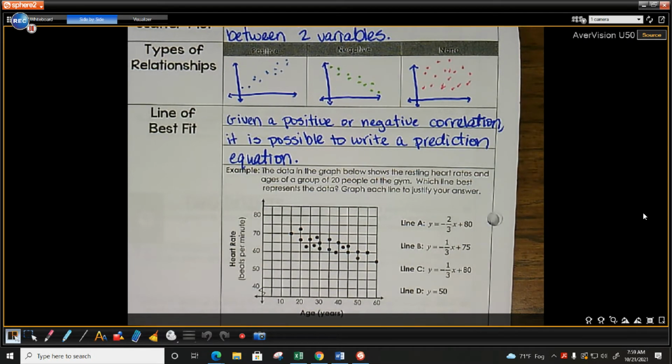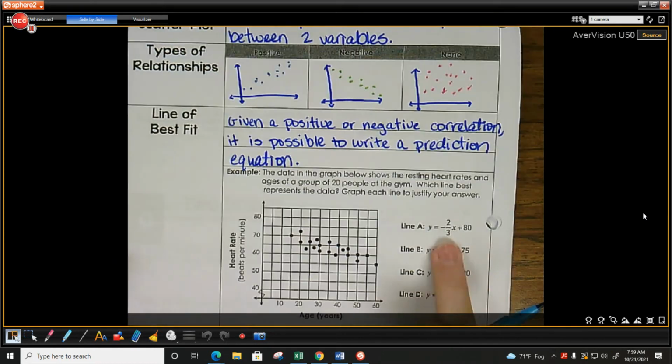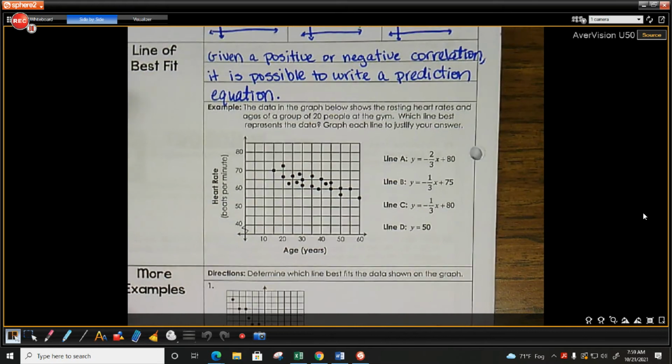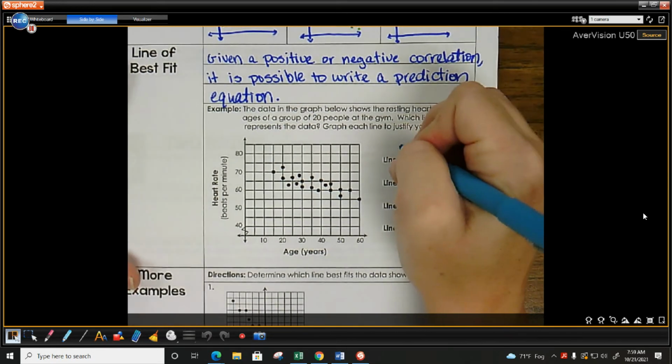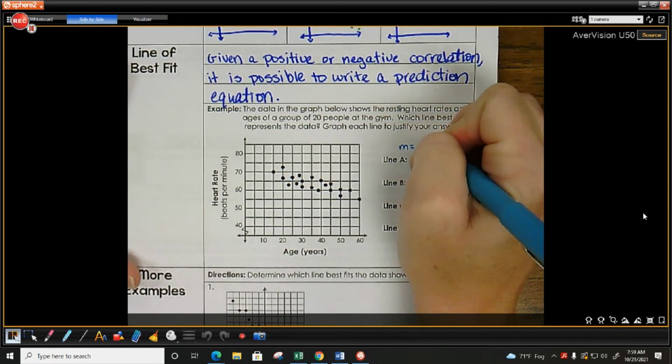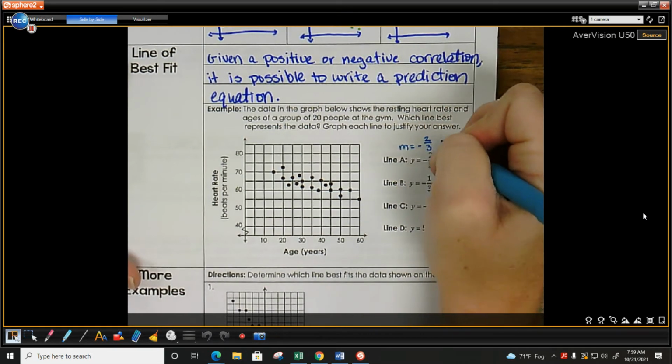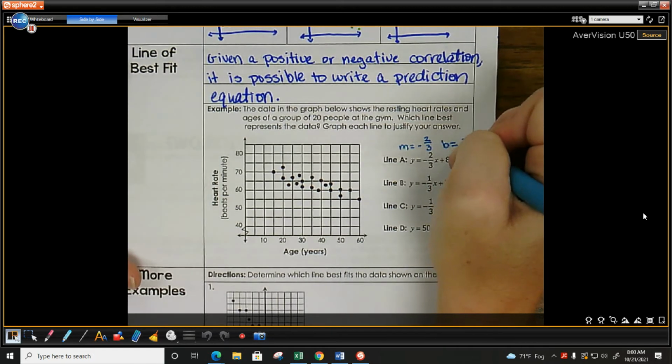Okay? So what we're going to do, we're going to graph all three of these lines on my graph. So looking at line A, what's my M? What's my B? Positive 80.